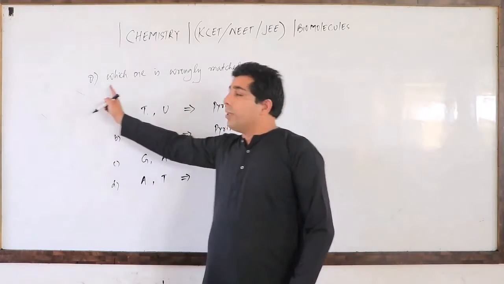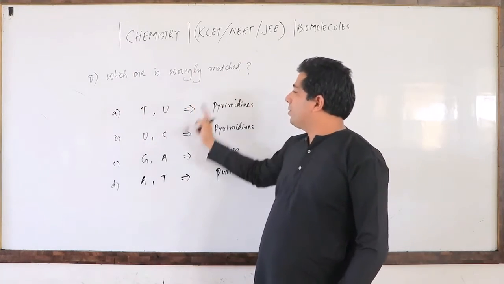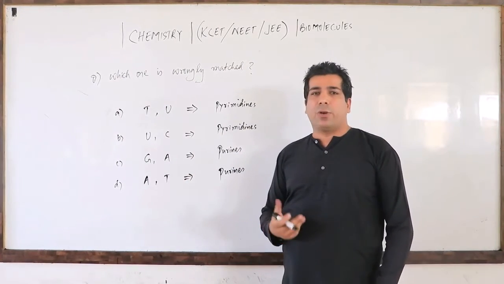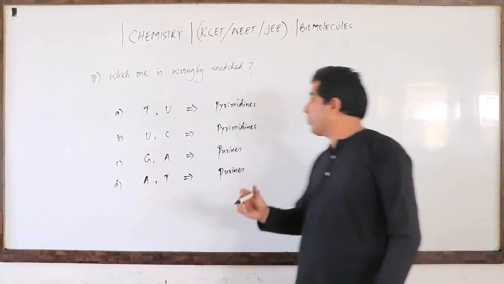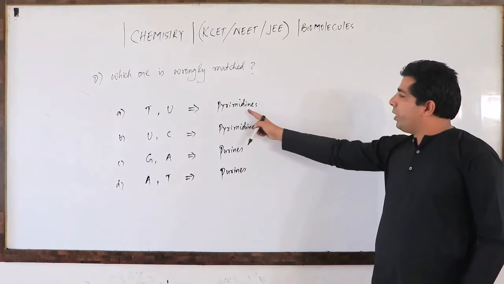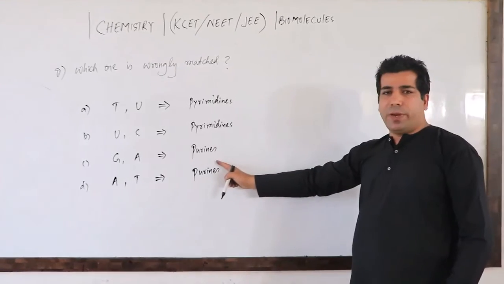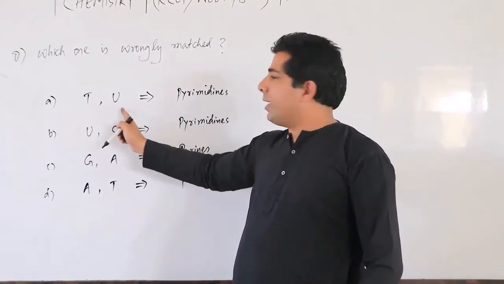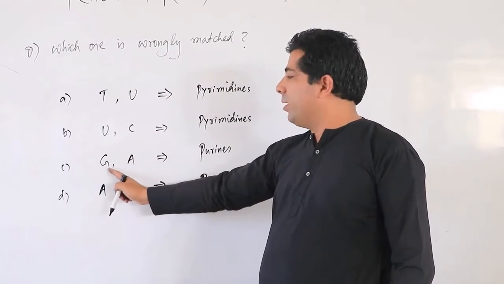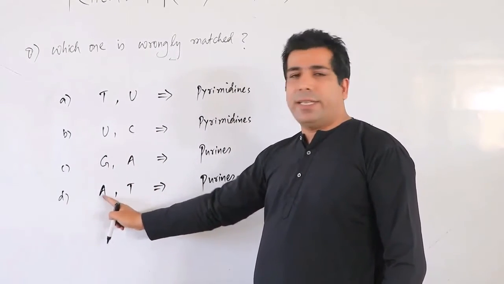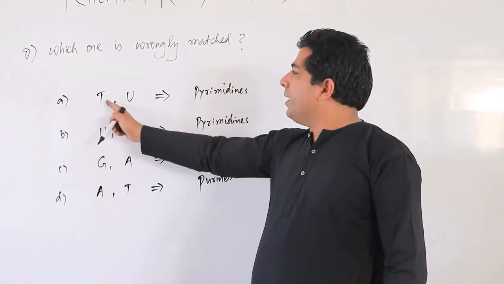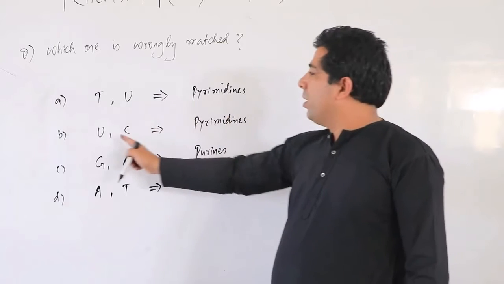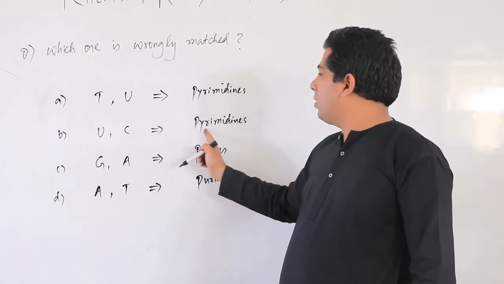Question number 8. Which one is wrongly matched? So you have to find out which one among the following is basically wrongly matched. Let's understand. My dear friends, you know about pyrimidines and purines. These are nitrogenous bases. And what are these? Thymine, uracil, cytosine, guanine, adenine and thymine. They are telling us that thymine and uracil are pyrimidines. Uracil and cytosine are pyrimidines.